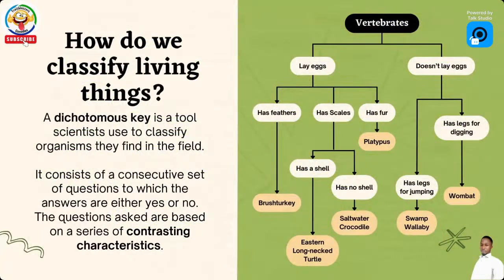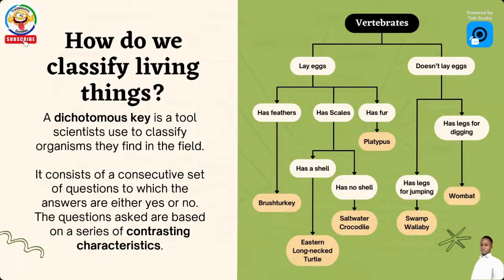Okay, let's check the next slide. Now there's a question that comes out: how do we classify living things? How do you think we are classifying living things? There's something we call a dichotomous key. This is a tool. Don't forget I mentioned something we call binomial nomenclature. Yes, I'm still coming back to that.